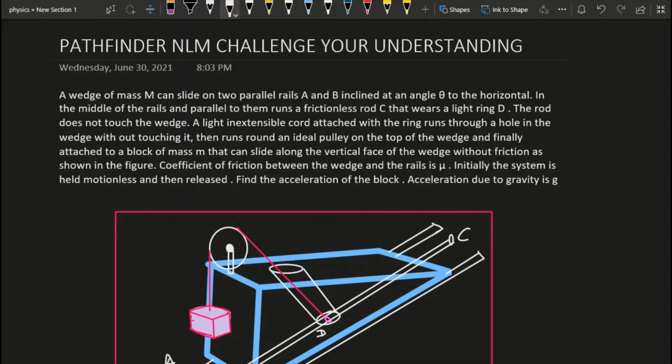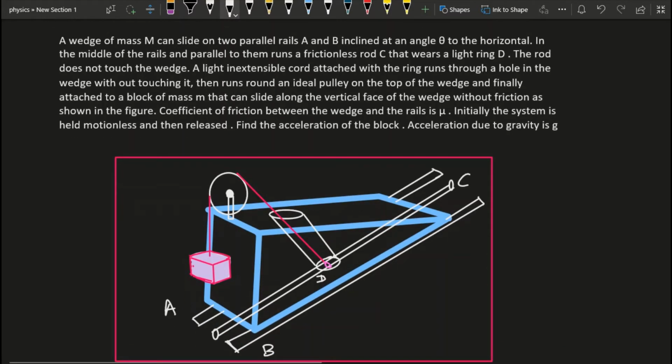This is the first problem in the challenge your understanding section. So let us see the problem. A wedge of mass capital M can slide on two parallel rails A and B, inclined at an angle theta to the horizontal. In the middle of the rails and parallel to them runs a frictionless rod C that wears a light ring capital D.